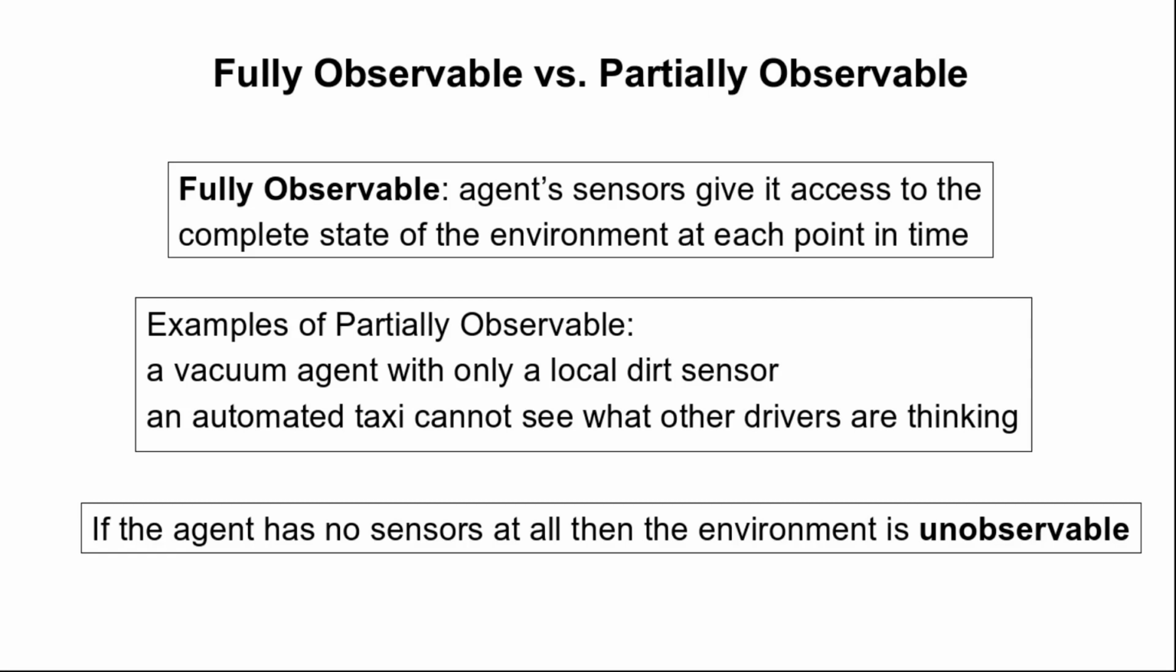Similarly, taxi driving is also a partially observable environment because we cannot see what the other drivers are thinking. Now it may be the case that the agent has no sensors at all. In that case, the environment is called unobservable.